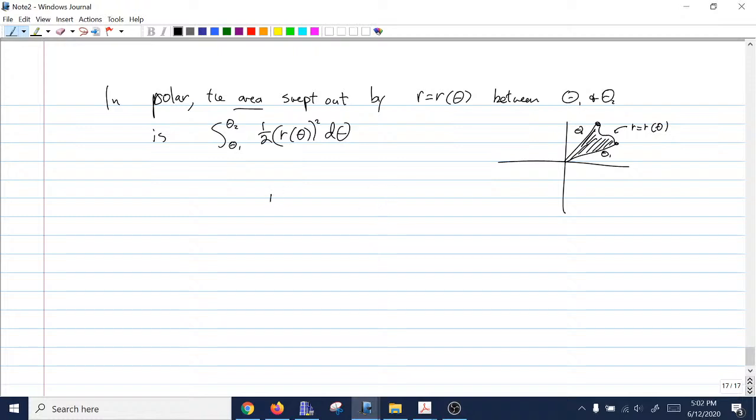Like when I had r equals 2 cosine theta, going from 0 to 2 pi would give the entire circle twice. If I do the integral from 0 to 2 pi of 1/2 r squared here, that'll give double the area.